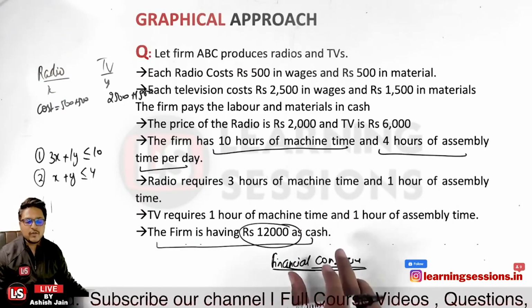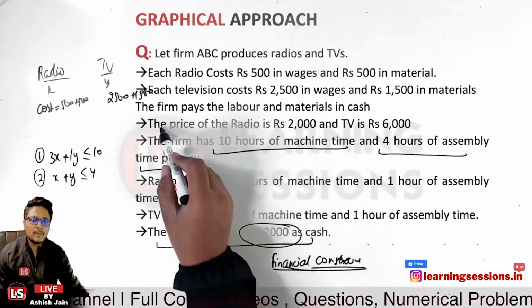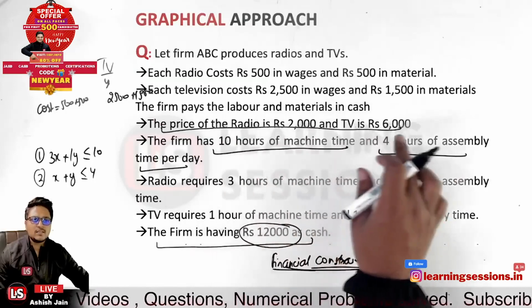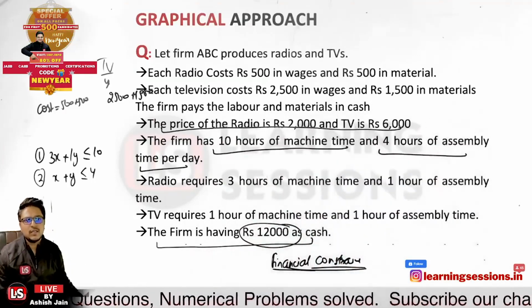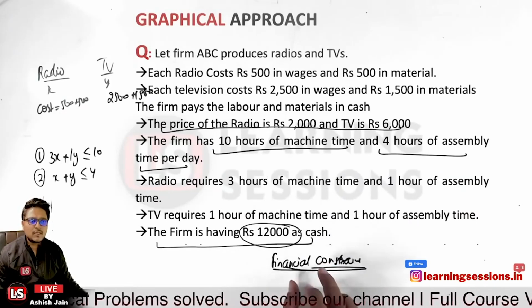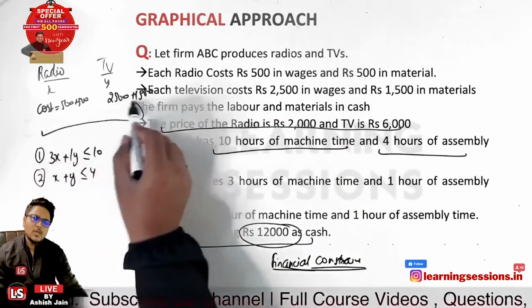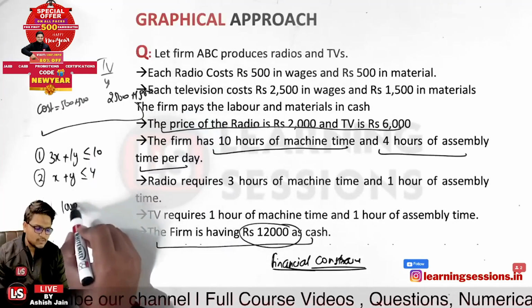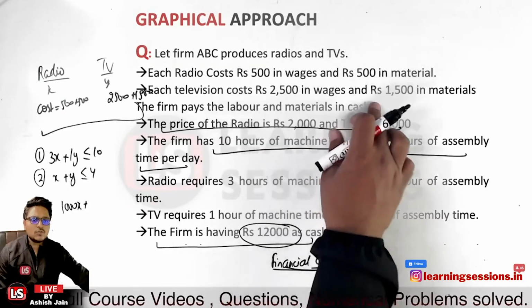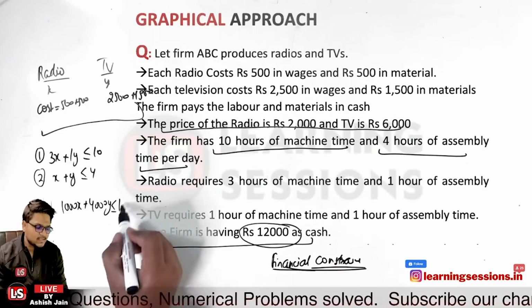So the third constraint over here is the financial constraint. If we look at the statement given, the price of the radio is 2000 and the TV price is 6000, and the cost is also given in the first scenario that we just looked at. So we can say 1000 of X, the cost which we need to procure the raw material, plus 4000 of Y, that is related to the television itself, is lesser than or equal to 12,000.